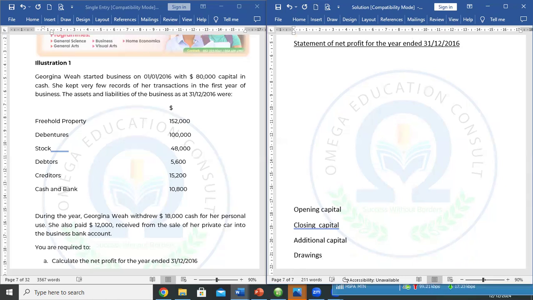So you go to the question and pick these figures. But per the format, you have to begin with your closing capital, which I write as CC. You add drawings, and then you less the opening capital and the additional capital. So you always have to begin with the closing capital. Let me put in the currency and see if we can get our closing capital.